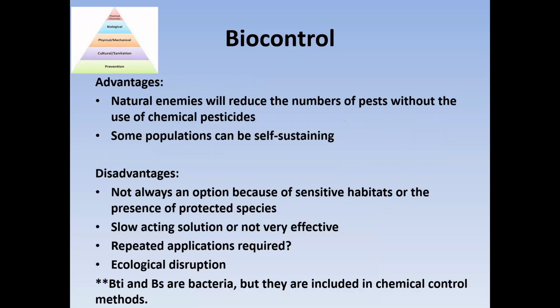The advantage of the biocontrol is that natural enemies will reduce the numbers of pests without the use of chemical pesticides, and some populations are self-sustaining. The disadvantages, they're not always an option because of sensitive habitats, and they can be slow acting. You may have to introduce them repeatedly, and then sometimes they have been known to disrupt the native environment.